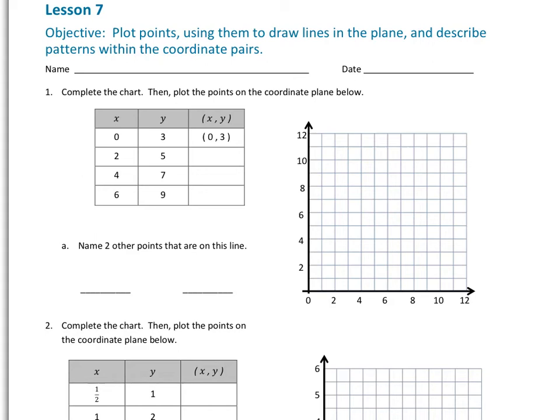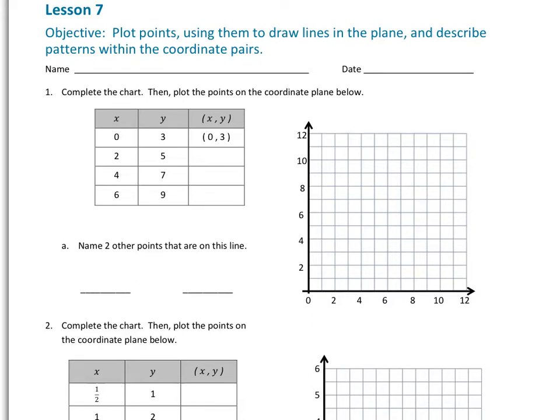Today we're going to take a look at Lesson 7 of Module 6. The objective says plot points, using them to draw lines in the plane and describe patterns within the coordinate pairs. Number 1 says complete the chart, then plot the points on the coordinate plane below.